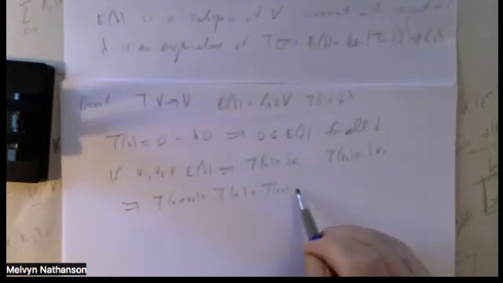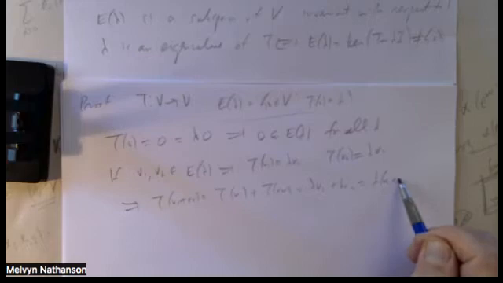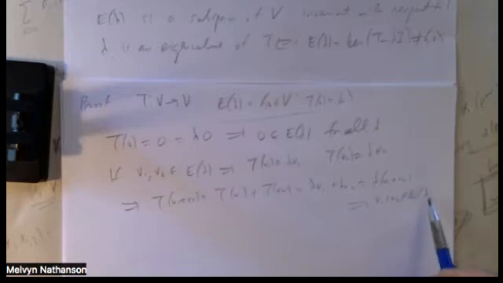If V1 and V2 are in E of lambda, then T of V1 is lambda V1, T of V2 is lambda V2. So T of V1 plus V2, well, that's T of V1 plus T of V2, of course, T is a linear operator, which is lambda V1 plus lambda V2, which is lambda times V1 plus V2. So V1 plus V2 is in E of lambda. So E of lambda is closed under vector addition. If V1 and V2 are in E of lambda, so is V1 plus V2.